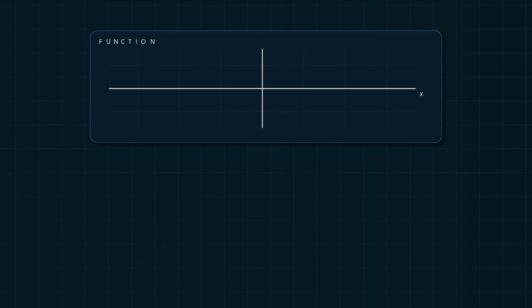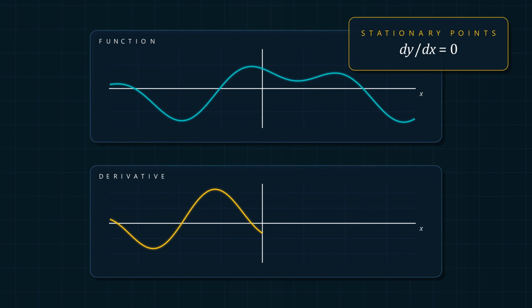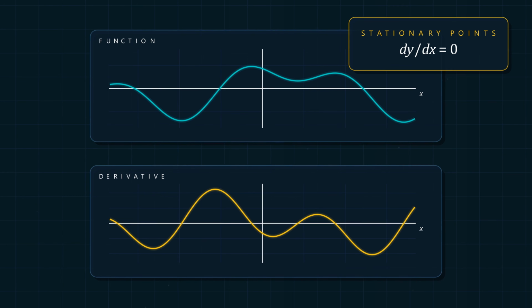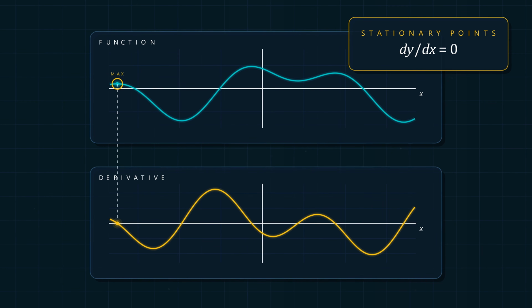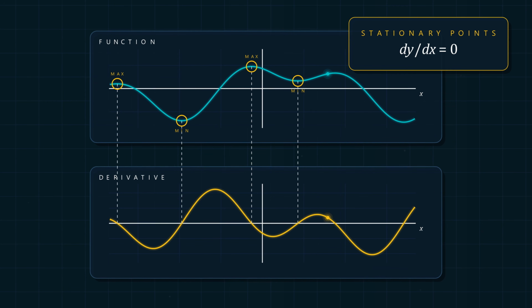One of the most important applications of derivatives in engineering is finding stationary points, points where the function is neither increasing nor decreasing. These occur wherever the derivative equals 0, dy over dx equals 0. The top panel here shows a complex function with several peaks and troughs. The bottom panel shows its derivative. Wherever the yellow derivative curve crosses 0, the original function has a stationary point, a local maximum or minimum.